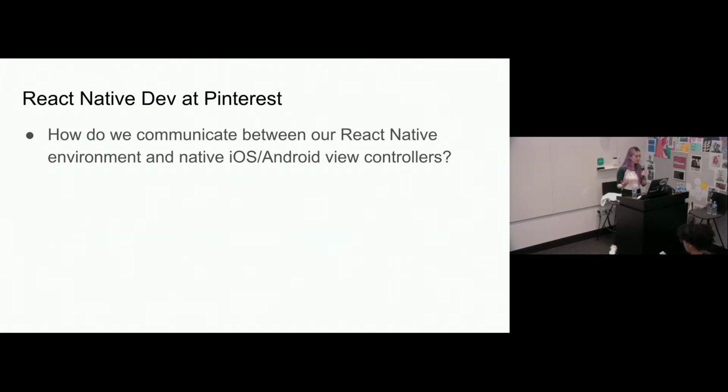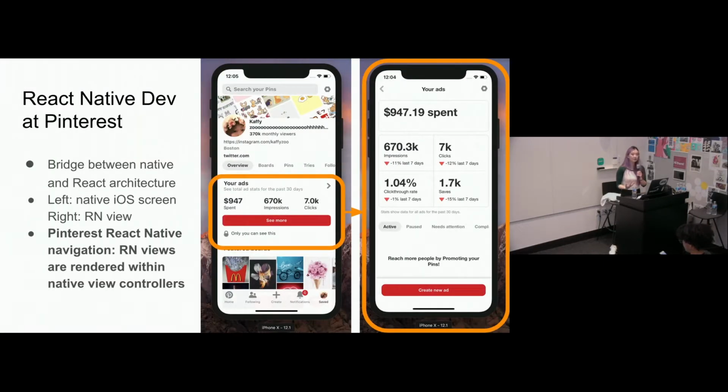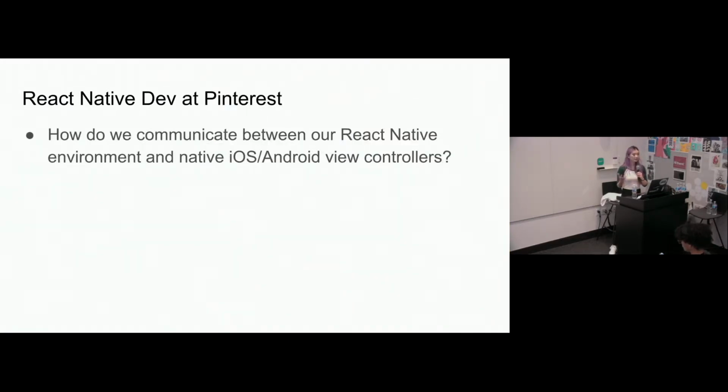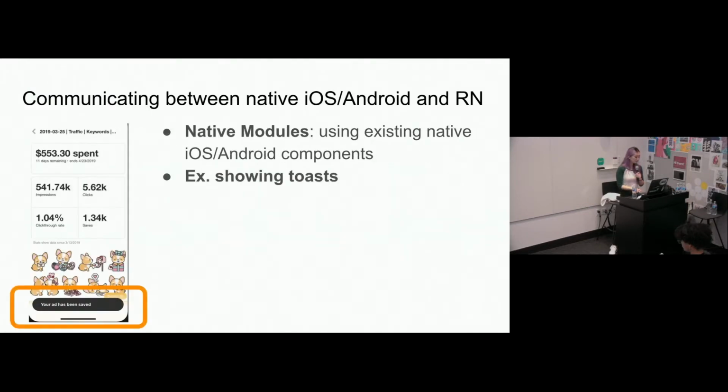So how do we do this communication? Aside from this architecture, this inheritance style, how do we do this sort of back and forth? There are two main concepts, two main tools that you can use that are existing React Native tools supported by the Facebook dev team, the entire open source project. And the first one I'll be talking about is native modules.